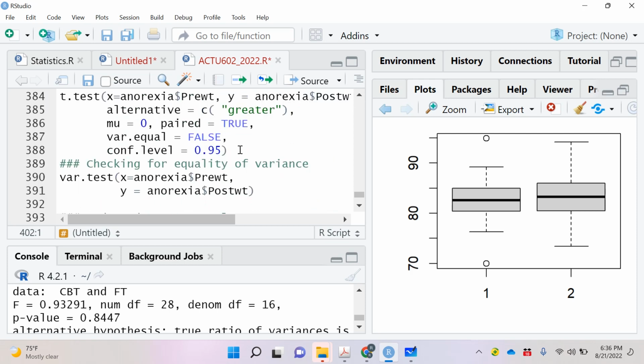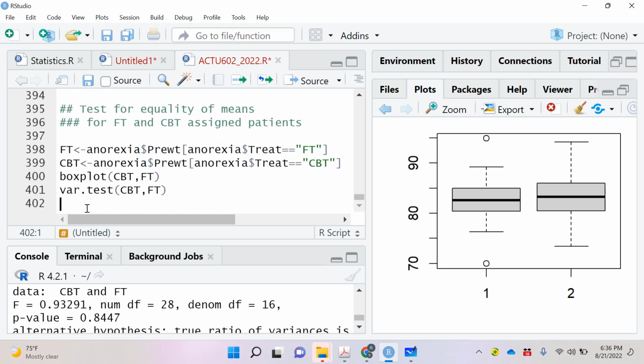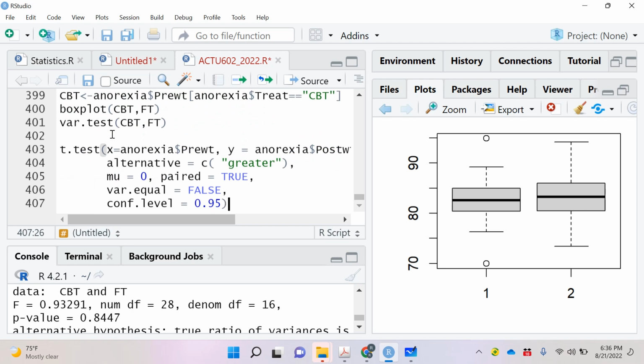For that, I go back here and then I copy this and change the things in there. So instead of anorexia, I'll have CBT, right? And then here I'll have FT. What should be our alternative? Whether they are equal, so two-sided, right? I think it's two.sided. Yeah.